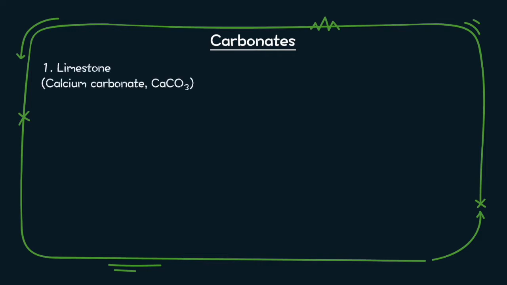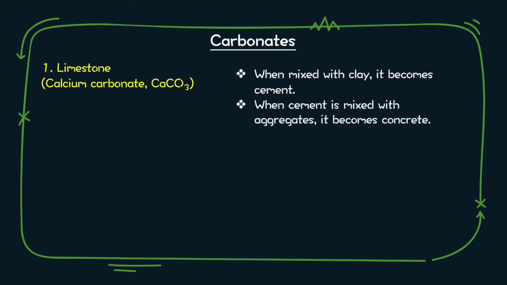Alright, the first one: limestone is also called calcium carbonate, or CaCO3. You have to memorize that when you mix calcium carbonate with clay, it can be used to make cement. And when cement is mixed with aggregates like small pebbles or stones, it becomes concrete.